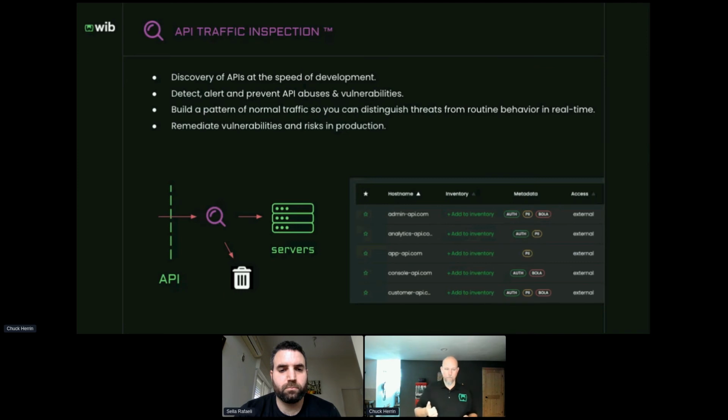Without something like the traffic inspection running, you simply don't. It's based on assumption. Here's what's supposed to happen, but that's not necessarily what's actually happening. And that's a big blind spot for a lot of security operations teams.